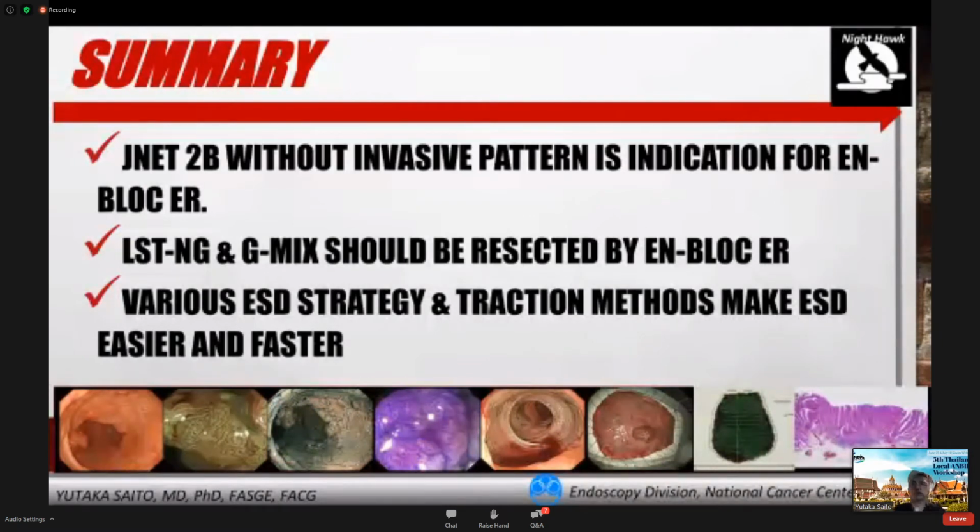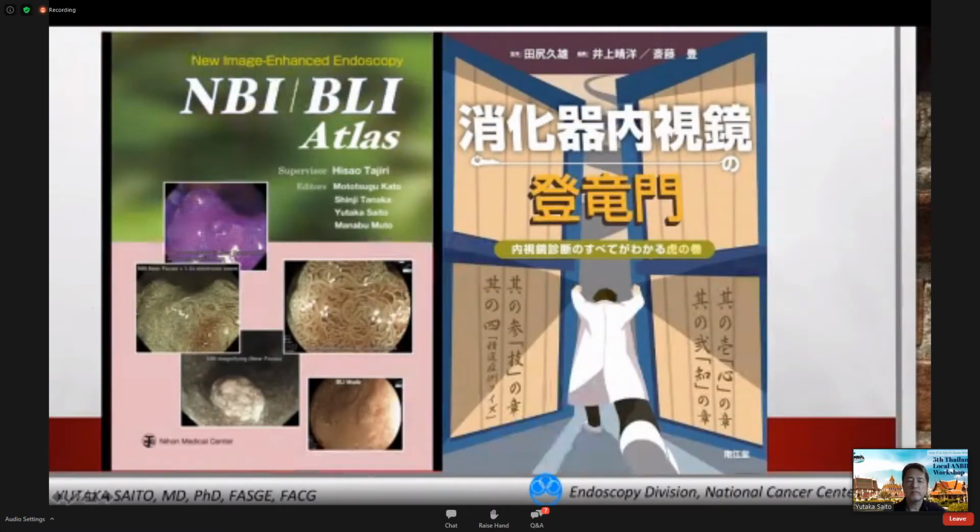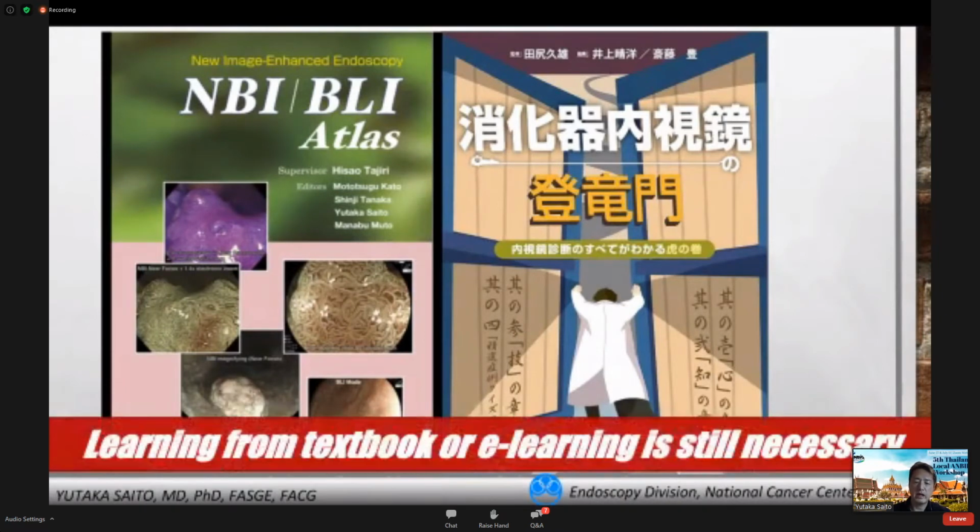It was reported that ESD showed a longer procedure time and higher complication rate. However, recent advancement of ESD strategy and various traction methods make ESD easier and much faster than before. So using this kind of textbook, please learn more and more about JNET classification and pit pattern diagnosis, and please conduct effective endoscopic resection. Learning from textbooks and e-learning is still necessary. Thank you very much.